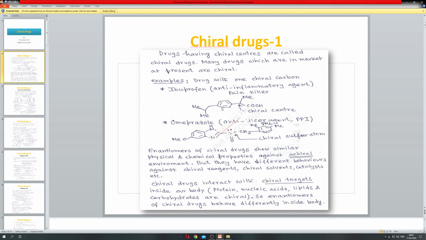not seen here. The next example is Omeprazole, that is an anti-ulcer drug or proton pump inhibitor. This is also an example of a chiral drug, but the difference is here we do not have a chiral carbon. In place of that, omeprazole contains a chiral sulfur. That sulfur contains four different groups. Number one is oxygen, number two is CH2, number three is the carbon of the benzimidazole ring, and the fourth one is lone pair.